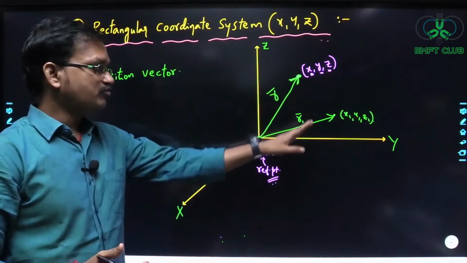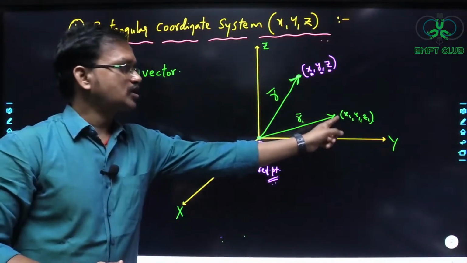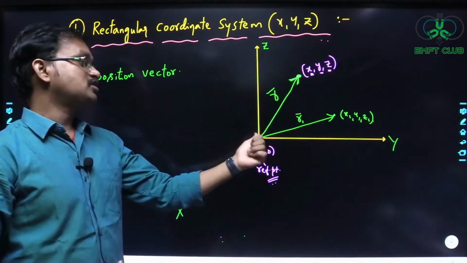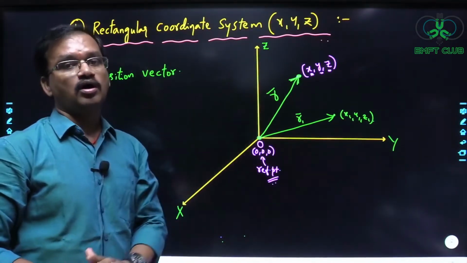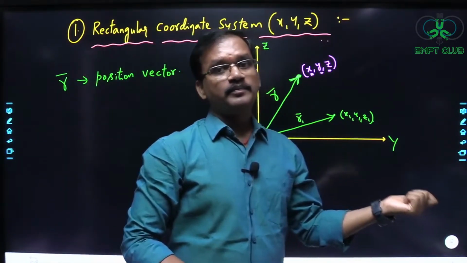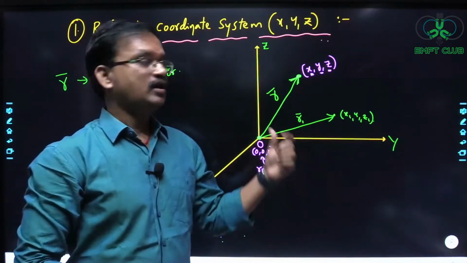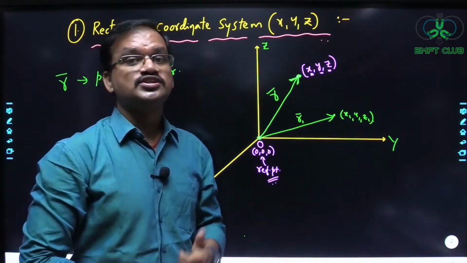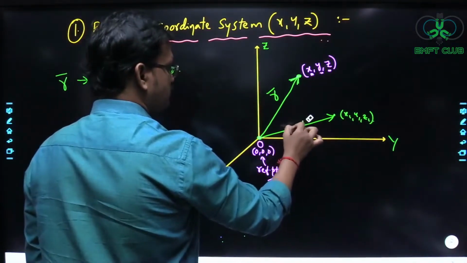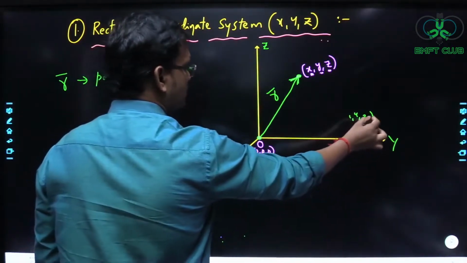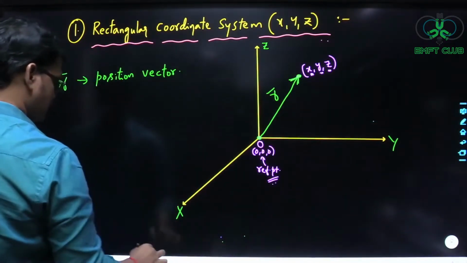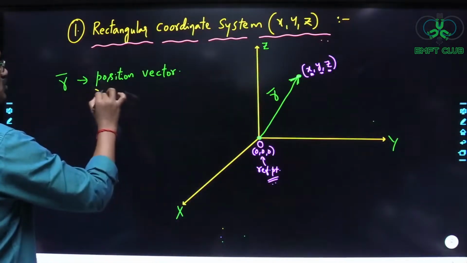So what is the purpose of the position vector here? It will give you the position of any point that is measured with respect to the origin. The position of any point measured with respect to the origin is given by the position vector. Understood? So it gives you the position of any point with respect to the origin. That's why it is called a position vector.